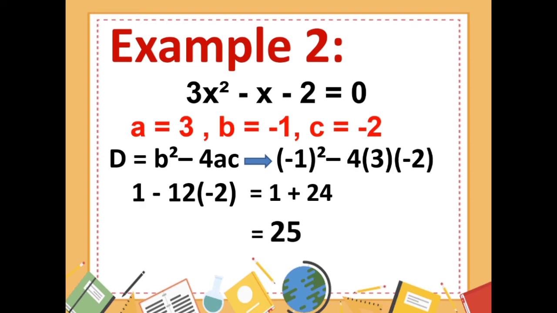Since the value of b squared minus 4ac is greater than 0 and a perfect square, then the roots of the quadratic equation 3x squared minus x minus 2 is equal to 0 are real, rational, and unequal.